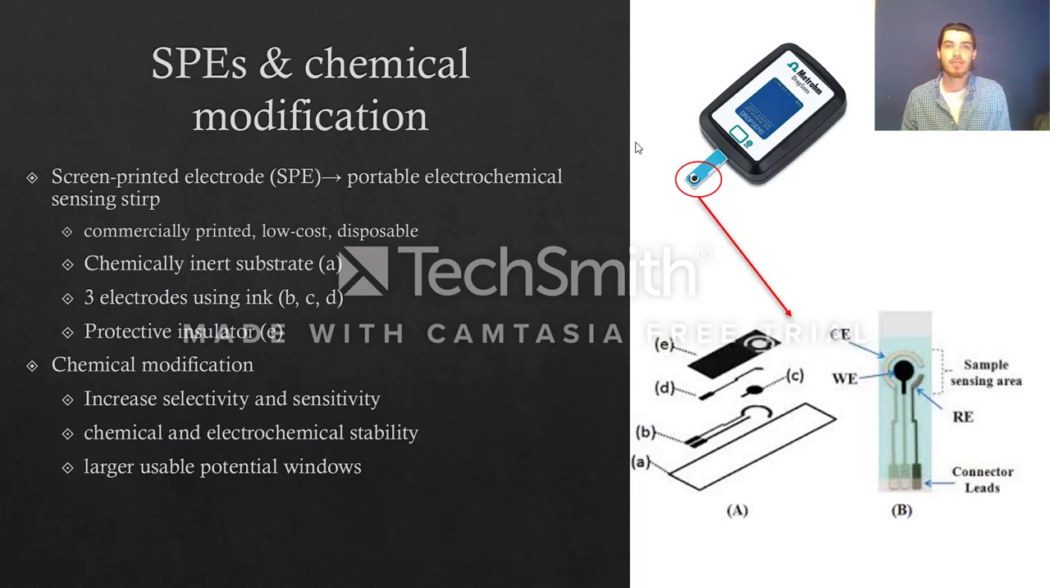They are also commercially printed for some applications, which provides low cost. An SPE can be modified using different kinds of inks to print the electrodes, or by chemically modifying the surface to increase their sensitivity or allow them to respond to different analytes.